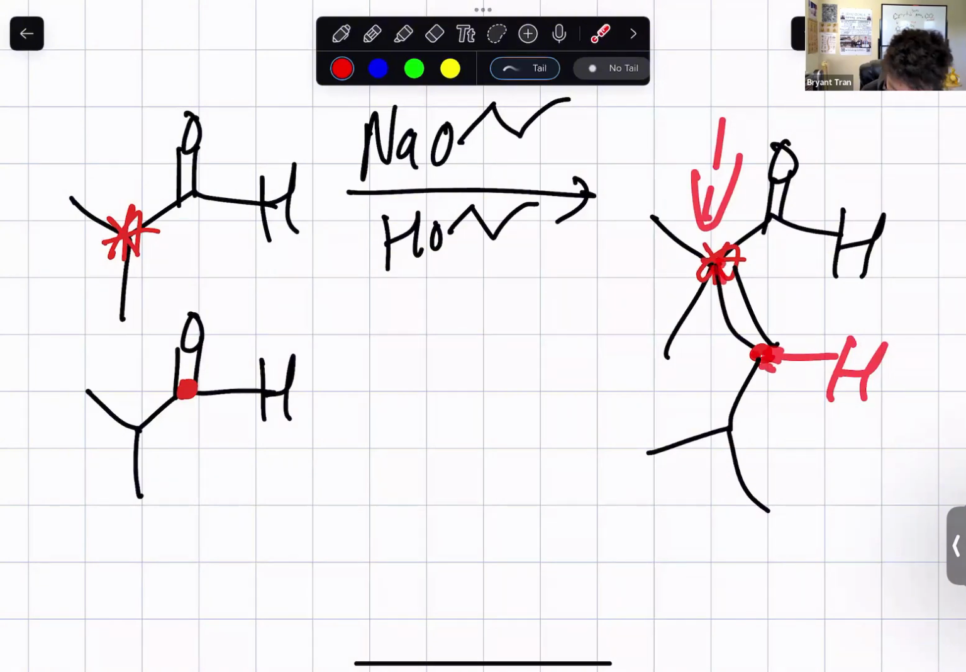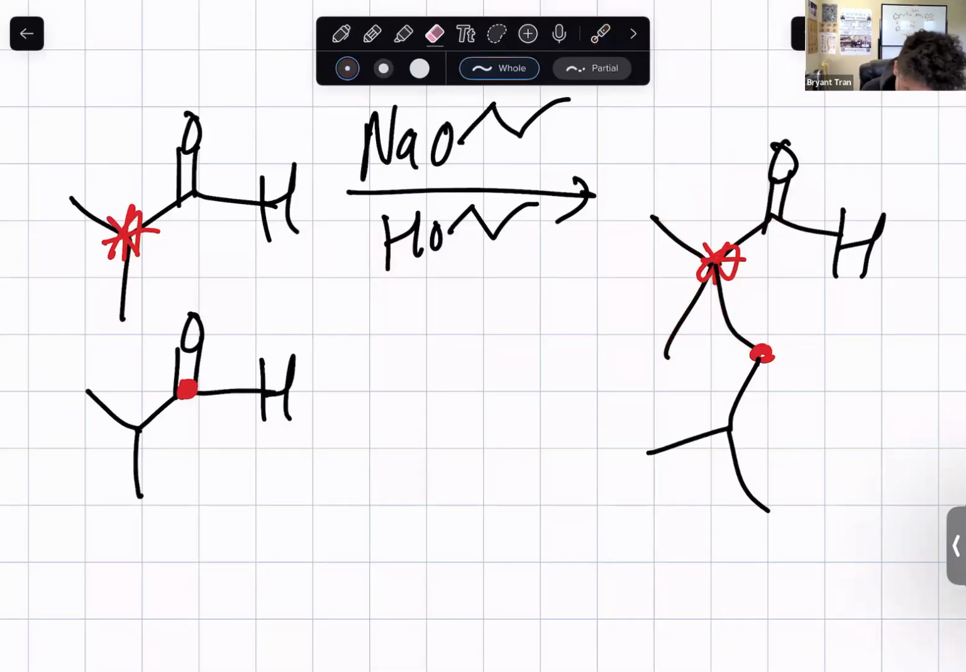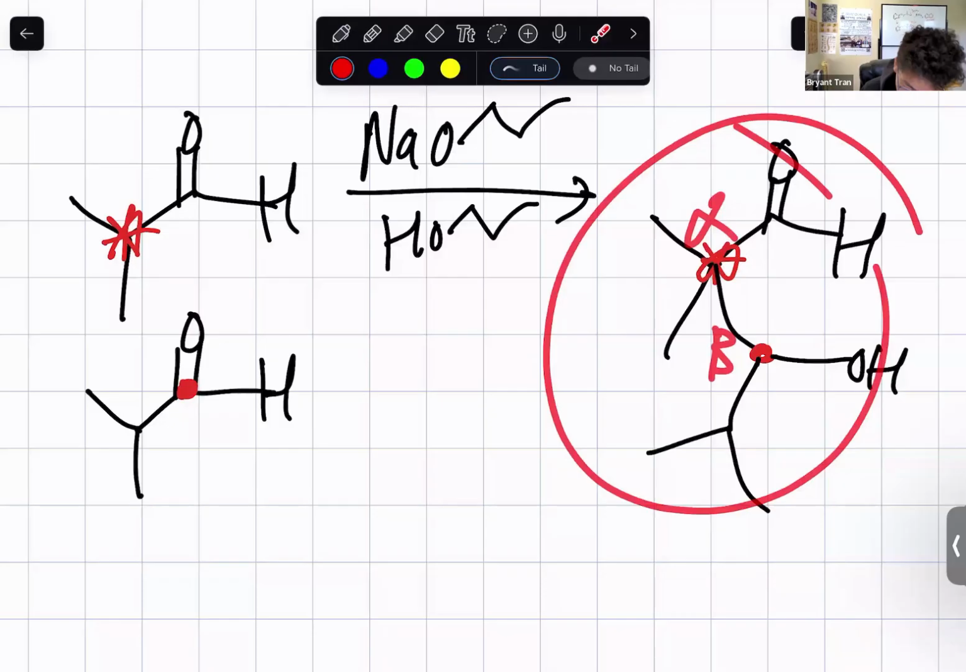right? Wait, actually, this carbon here does not have the problem. This carbon does not break the octet rule. It has 4 bonds, 1, 2, 3, 4. But this carbon here definitely breaks the octet rule. 1, 2, 3, 4, 5, right? So we cannot get rid of that OH and get to the alpha beta unsaturated carbonyl. We just end at the aldol product right there.